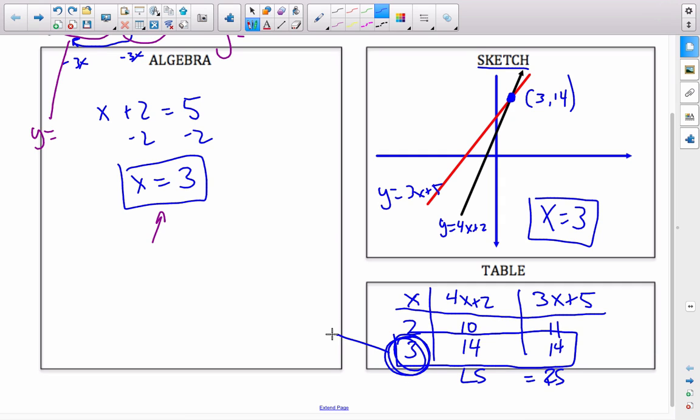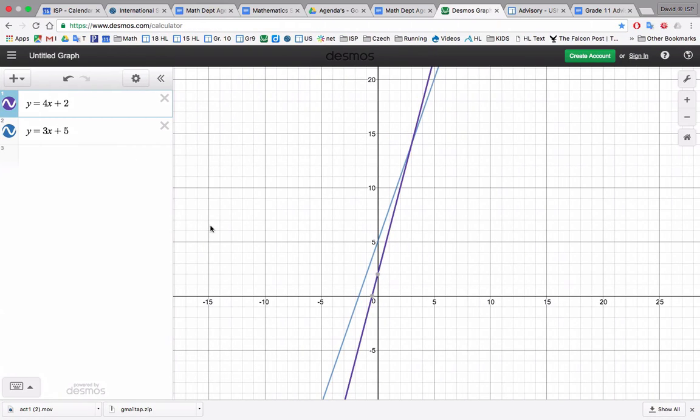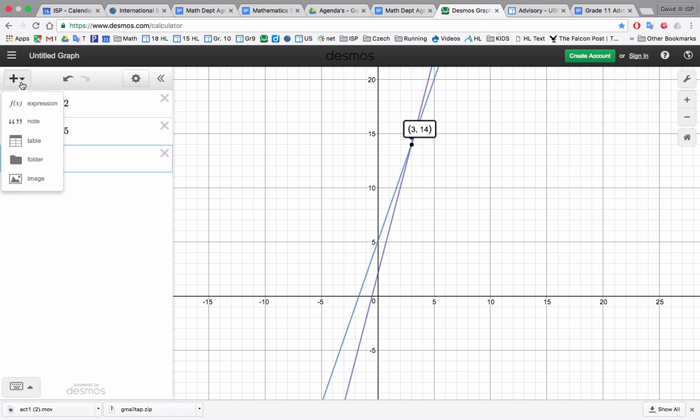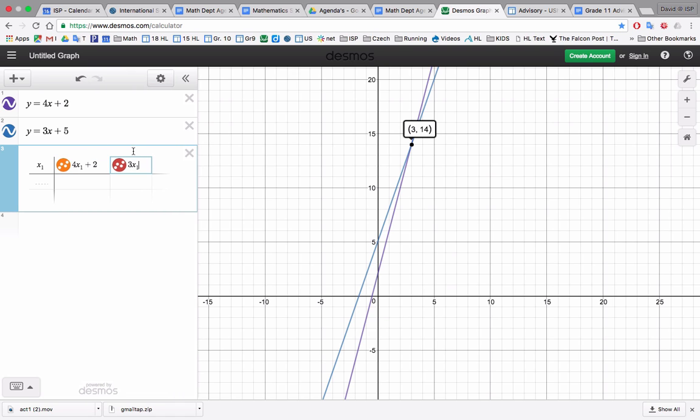So this is kind of a guess and check method, isn't it? If you don't have technology. But watch how sweet this is. If I go over to Desmos, I can go here and add an item. I'm going to add a table. And here, I'm going to put in 4, and because this is x1, I'm going to call it x1 plus 2. And here, I'm going to go 3x1 plus 5. And I'm going to let Desmos do the work for me.